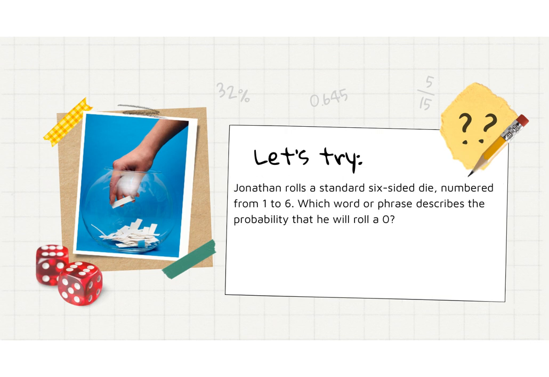Our next example, we have Jonathan rolling a 6-sided standard die, numbered 1 through 6. Which word or phrase describes the probability that he will roll a 0? Well, there are 6 possible outcomes, and there are 0 of them that are 0. So 0 divided by 6 is 0.0. Now, I remember from our spectrum that 0.0 was an impossible event.